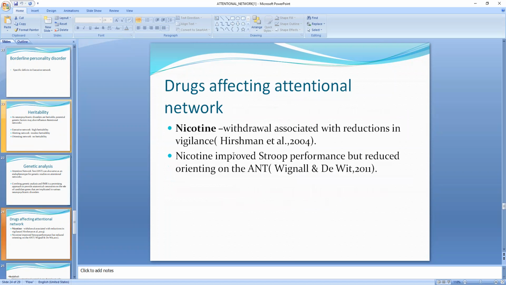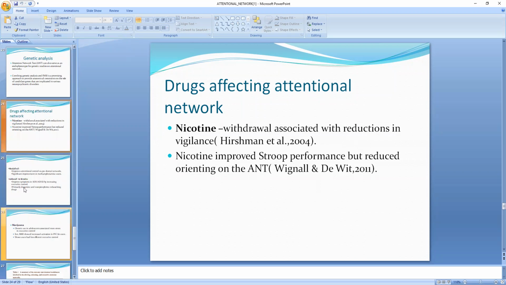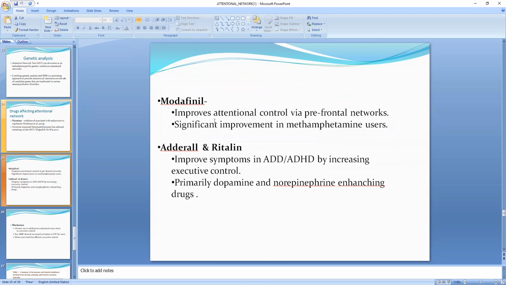Now we will see different kinds of drugs which affect the attentional networks. First is nicotine. Withdrawal is associated with a reduction in vigilance, that is the alerting network. Second point is nicotine improves Stroop performance but reduces orienting on the attentional network test. Second drug is modafinil. It improves attentional control via prefrontal networks. Significant improvement in methamphetamine users is seen. Third drug is Adderall and Ritalin. They improve symptoms in ADD or ADHD by increasing executive control, primarily dopamine and norepinephrine enhancing drugs.